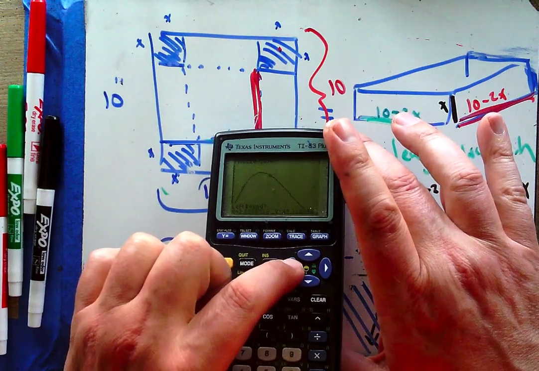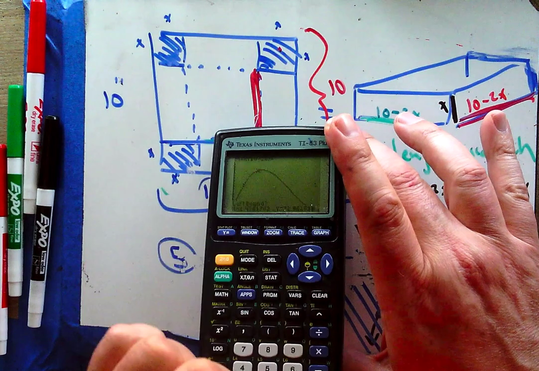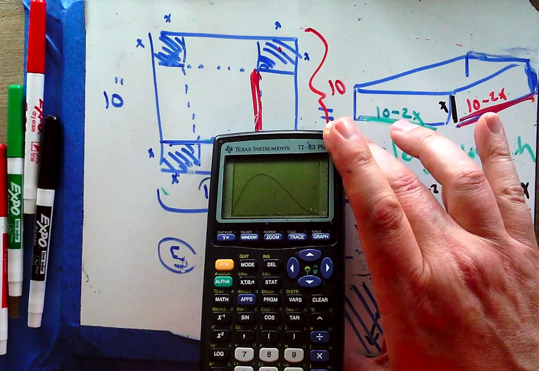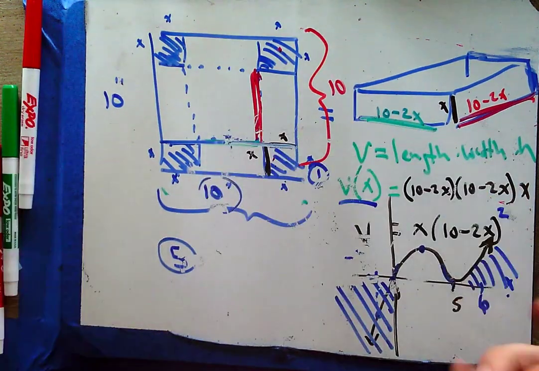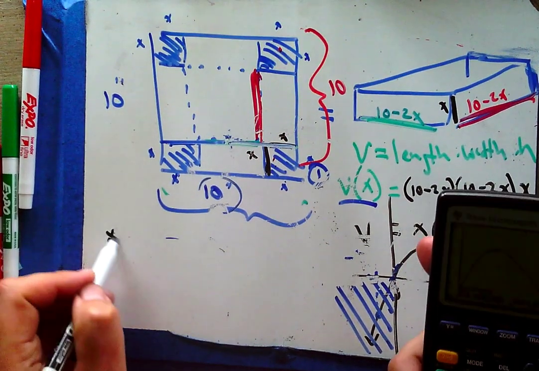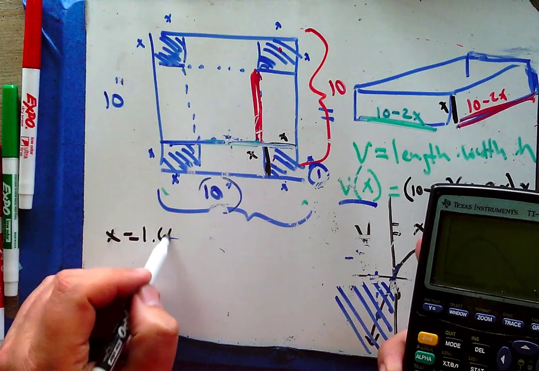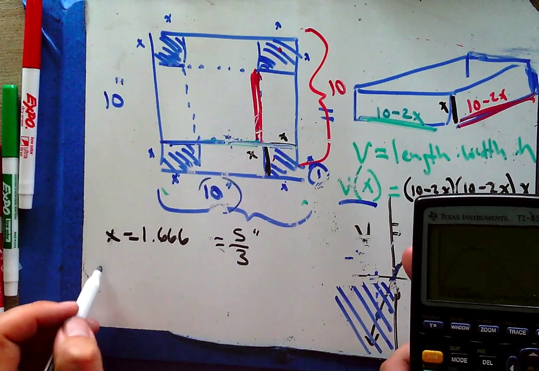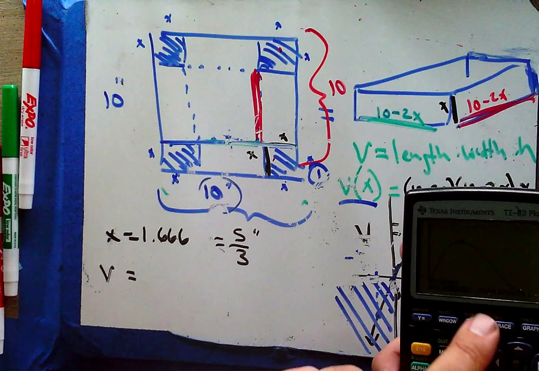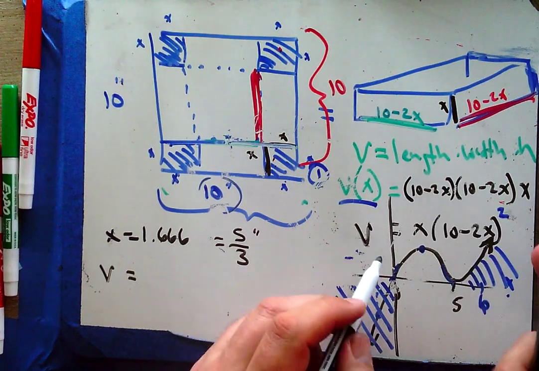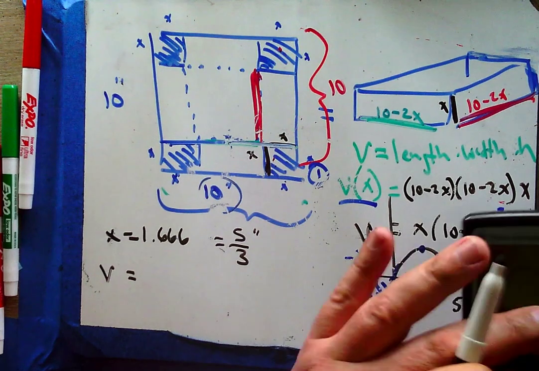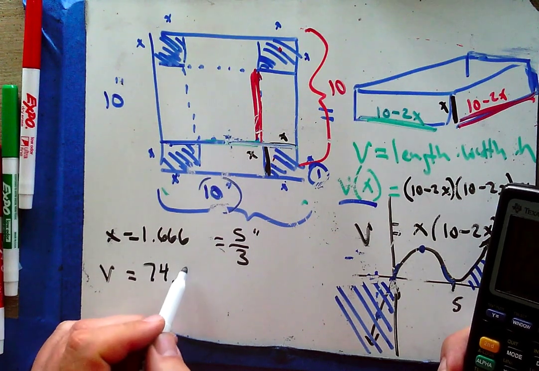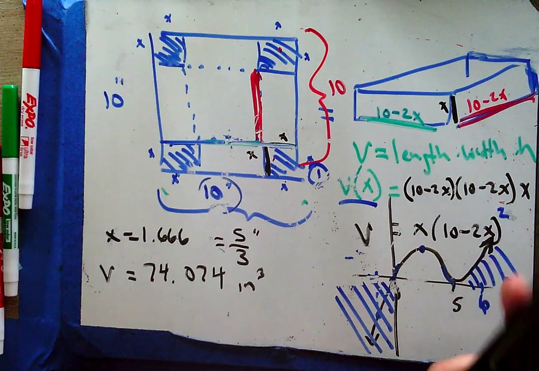Bring our cursor to the left of the maximum. Hit enter. To the right of the maximum. Hit enter. No, I don't want to guess. And so I get that the maximum volume occurs when x equals 1.666, which is 5/3 inches, and the maximum volume is the other number. Remember, this was a graph of volume, not x's and y's. The maximum volume was 74.074 inches cubed.